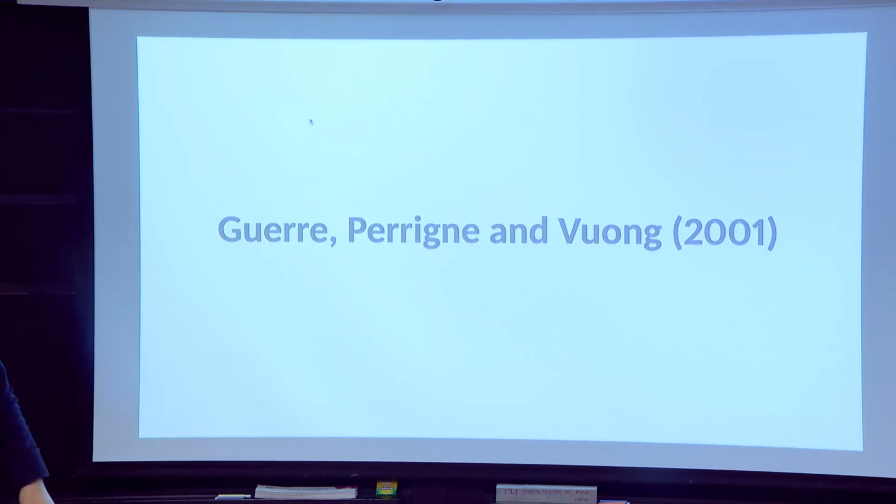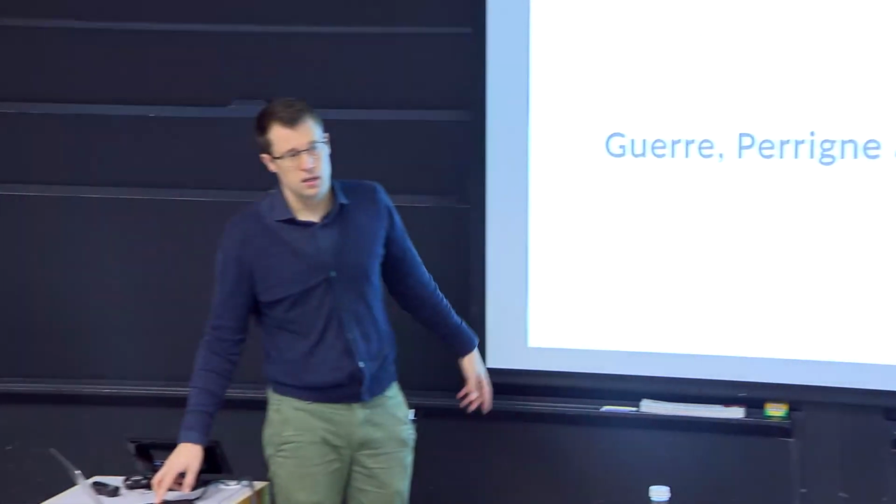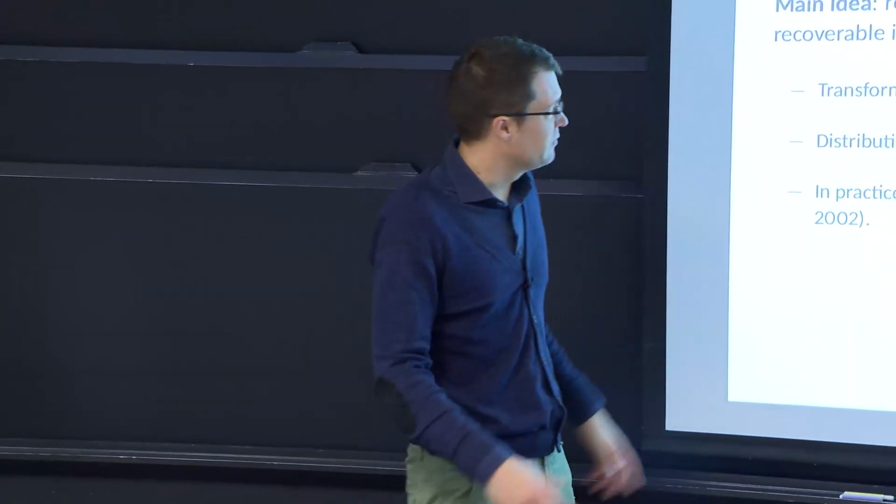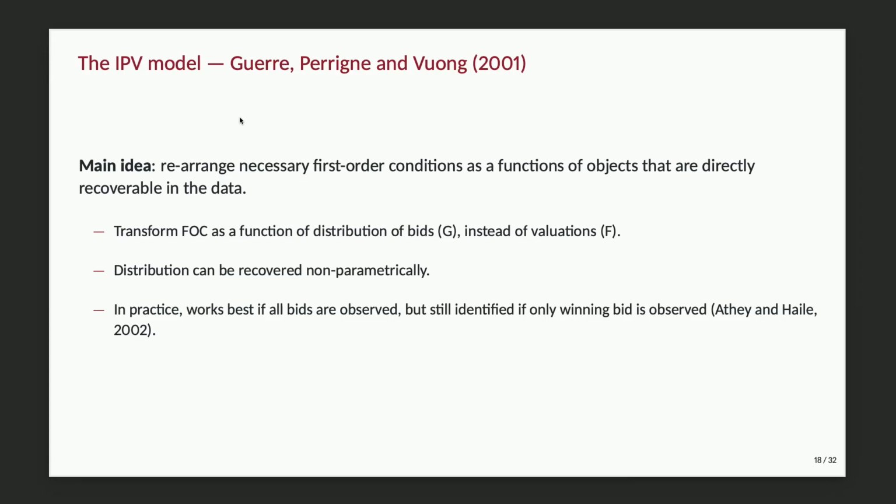Okay, so this is really the landmark paper in this literature, Guerre, Perrigne and Vuong. Think of this as a paper for auctions as BLP is for demand. This has really created a big literature. The idea of the paper is, again, similar to these easy steps that I've just walked you through, that we can directly express the unobserved valuations in terms of things that we observe. I'm not going through all the details here, but this also works if we only observe the winning bid in most cases.